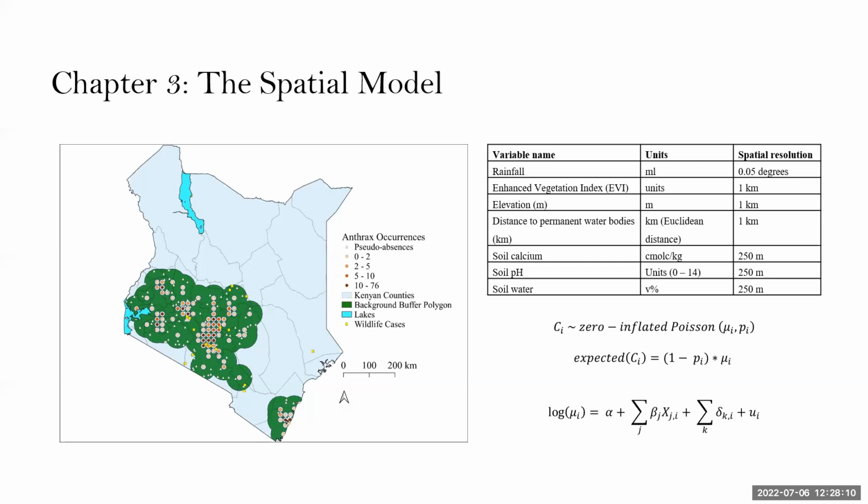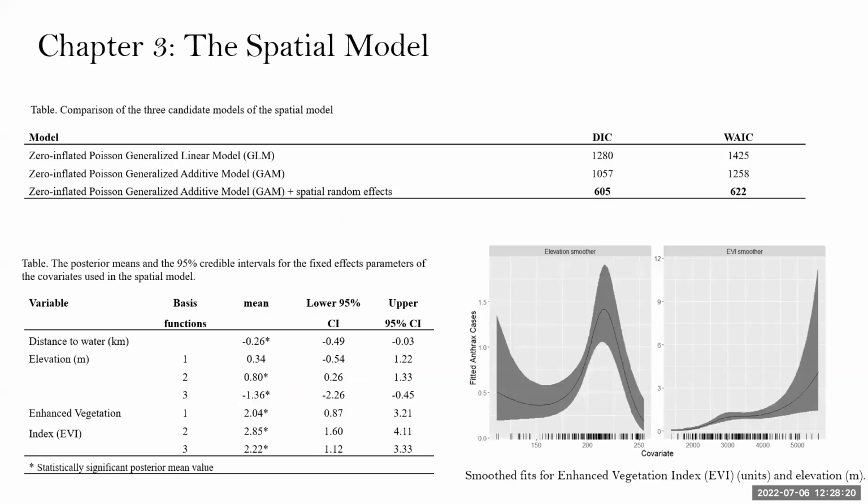So the model is defined as shown in the equations, where C_i here is denoting the observed number of cases at location i. To test whether the addition of the GAM smoothers and the spatially correlated random effects improved the fit of the model, I also considered candidate models without smoothers and spatial random effects, as shown. So I tested 3 versions of the model. The first used distance to water, elevation and EVI as linear covariates without spatial random effects, so basically a generalized linear model. The second applied nonlinear terms to elevation and EVI without spatial random effects. The final one was similar to the second model, but now with the addition of spatial random effects.